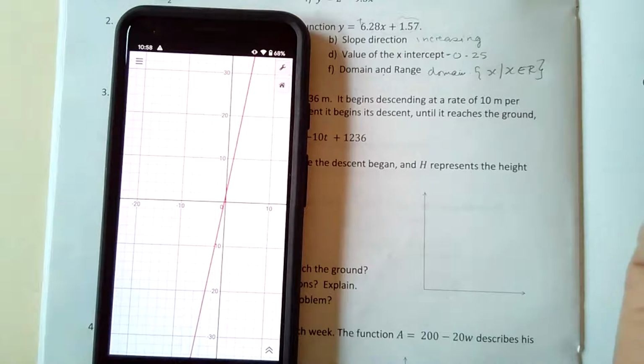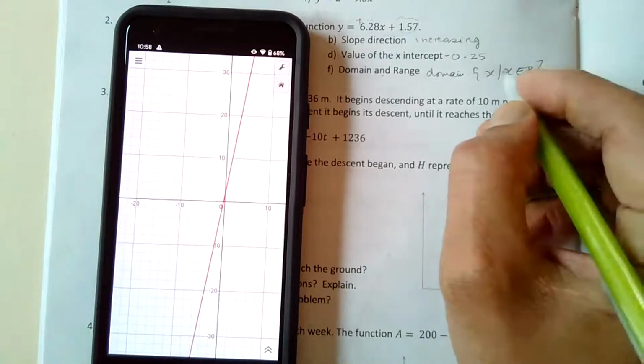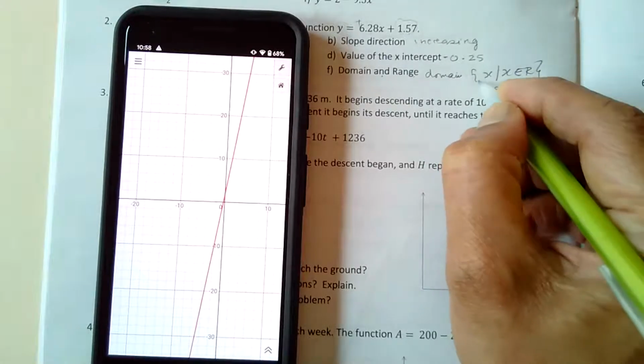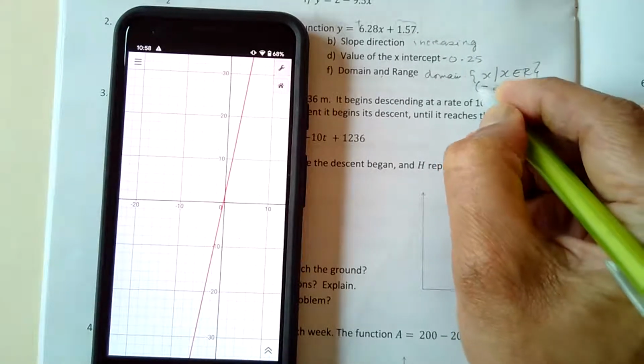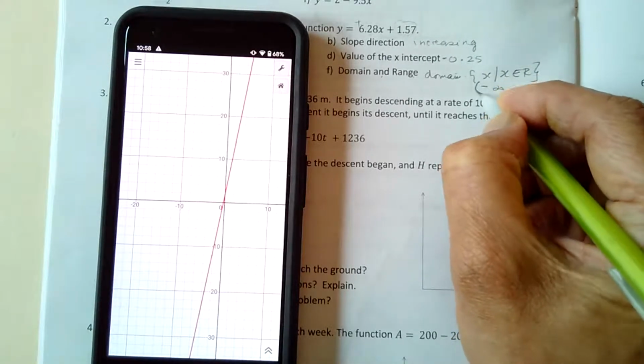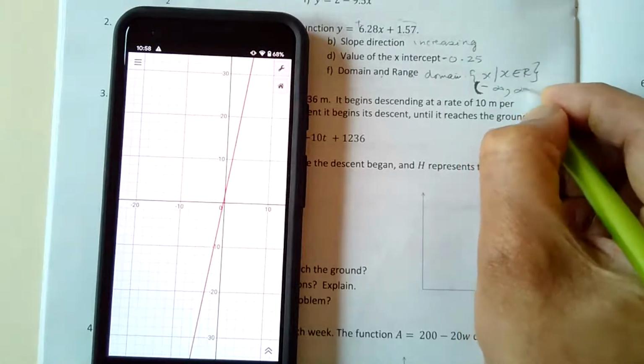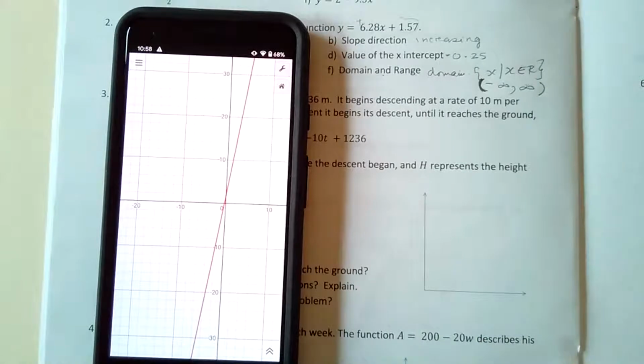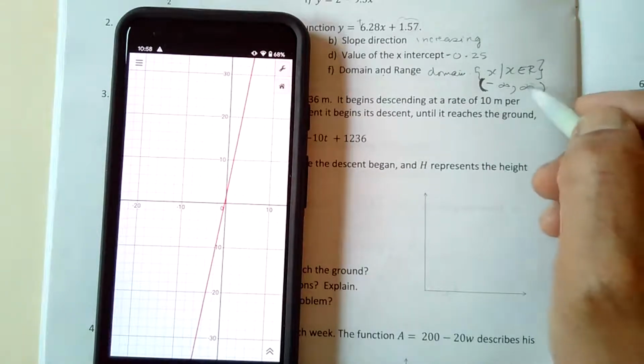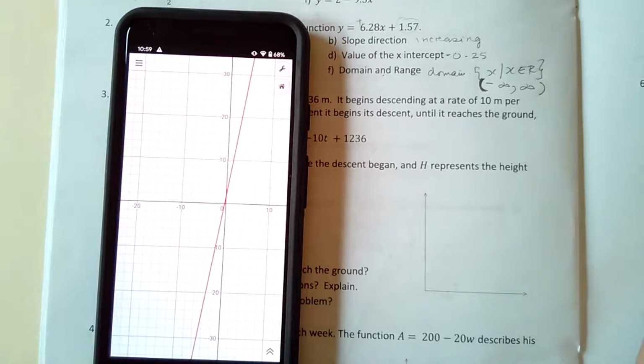I'll show you later on, when there's a restriction, how it's written. But in this case, all you can write is negative infinity, and it has to be a round bracket there because this indicates you can't touch negative infinity, neither can you touch infinity. Infinity is not a number; it's a concept. It means we do not know where it ends. We don't know that number, so we say it's infinity.